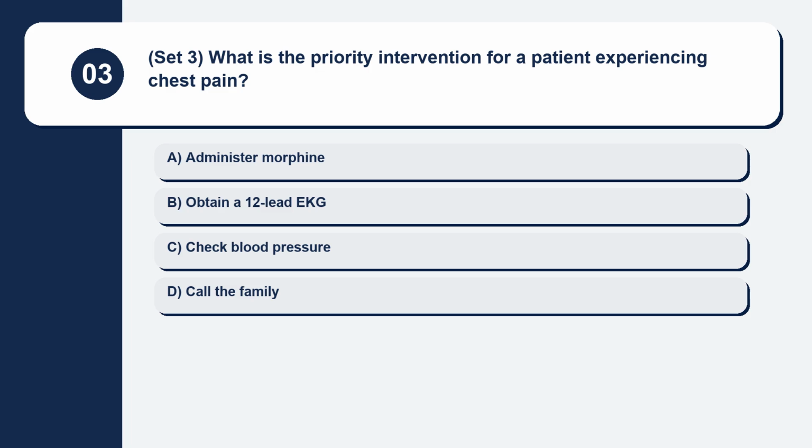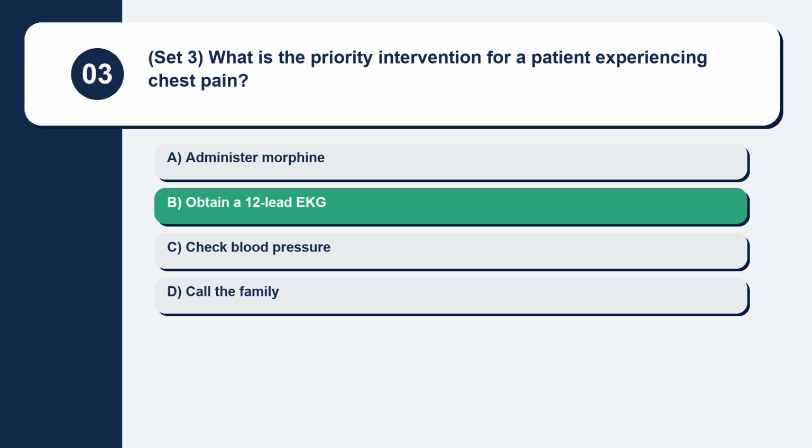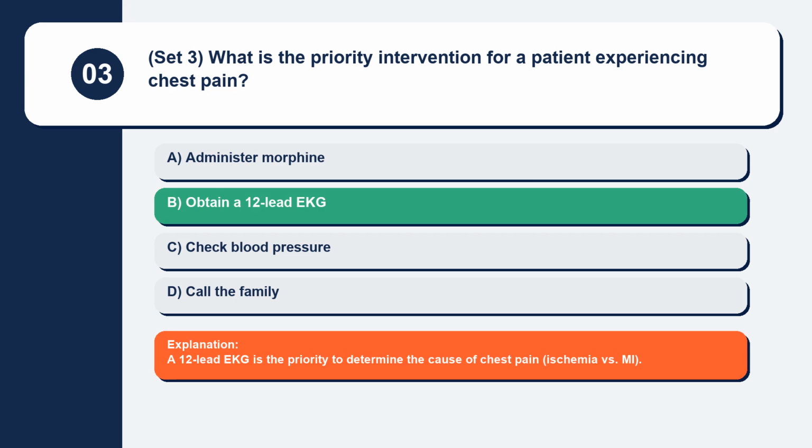Question 3. Set 3. What is the priority intervention for a patient experiencing chest pain? Administer morphine, obtain a 12-lead EKG, check blood pressure, call the family. A 12-lead EKG is the priority to determine the cause of chest pain, ischemia versus me.